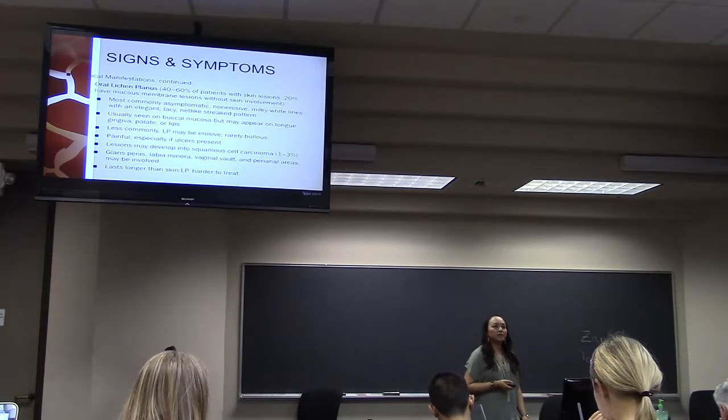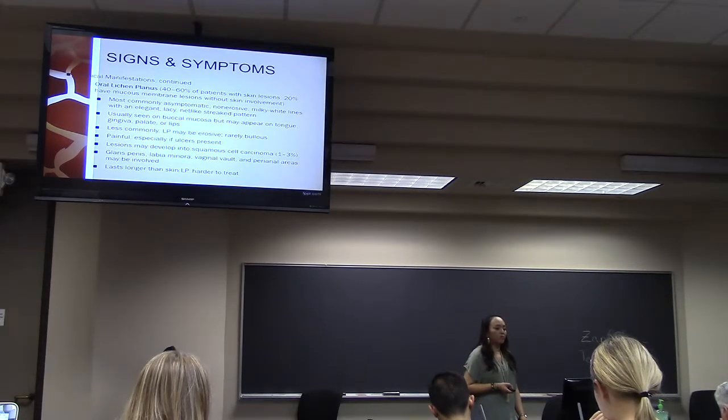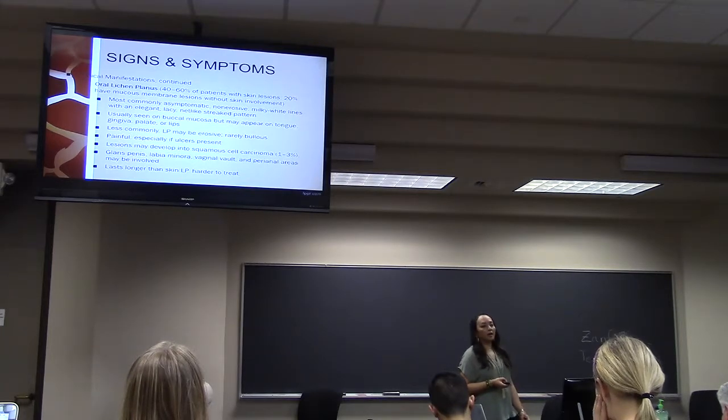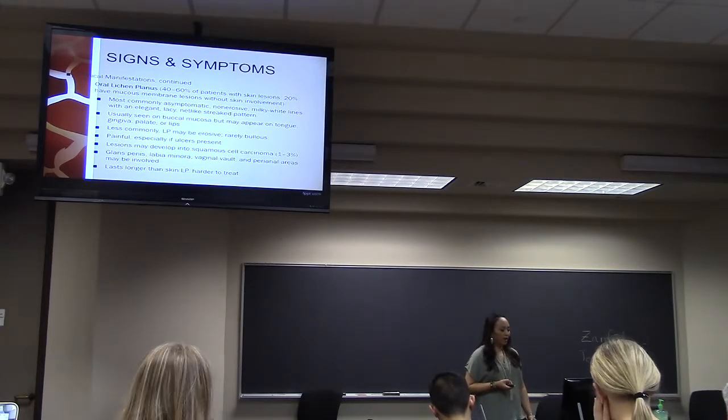And so these are the signs and symptoms of oral lichen planus. I've kind of already talked about it. 40 to 60% of patients have skin lesions as well. And then 20% just have it without having it on their skin. It's only in their mouth. Again, like I said, they're mostly asymptomatic. Some people may or may not have pain.